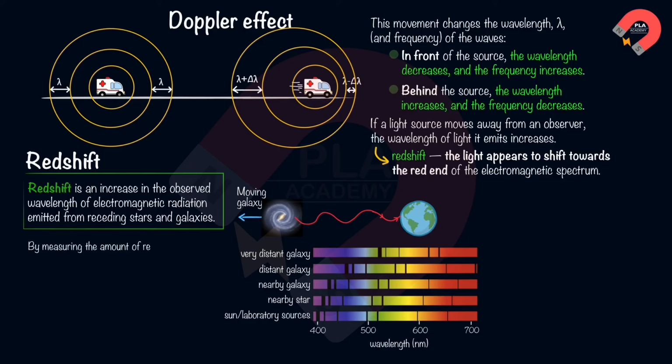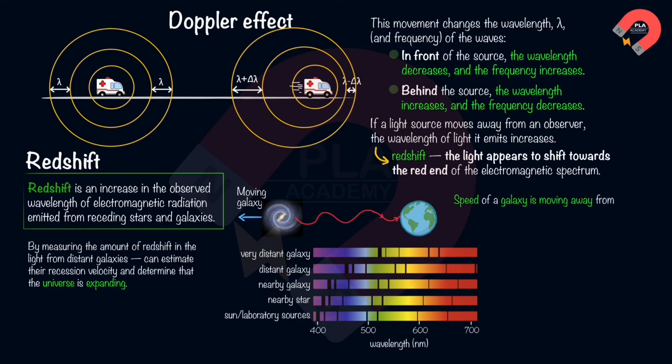By measuring the amount of redshift in the light from distant galaxies, astronomers can estimate their recession velocity and determine that the universe is indeed expanding. Therefore, the speed at which a galaxy is moving away from the Earth can be found from the change in wavelength of the galaxy's starlight due to redshift.